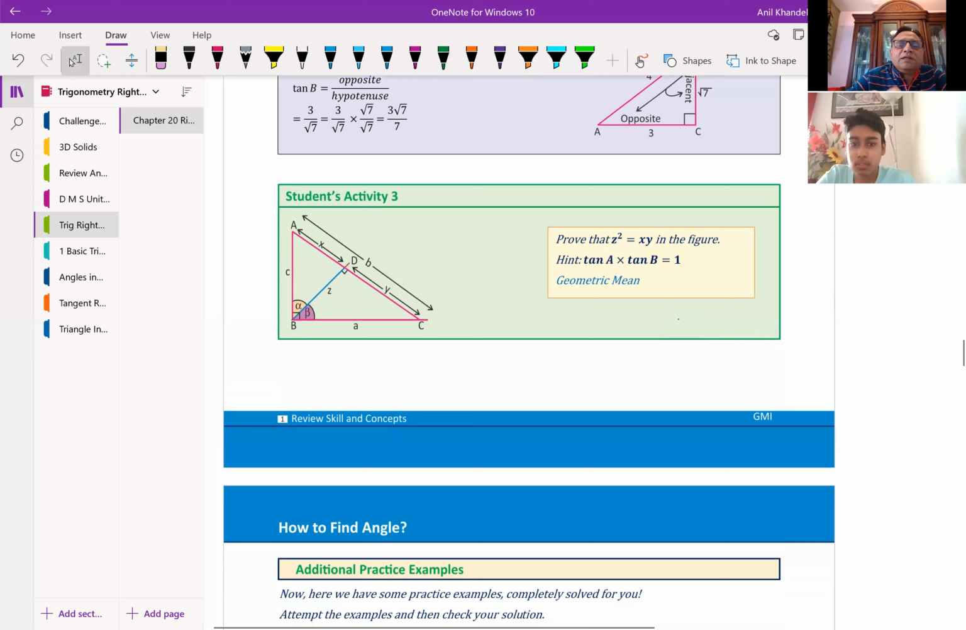We did prove this in a student activity last time. You remember geometric mean? Do it yourself once again. Write down, make a triangle like this. Z is the altitude, right? So Z is the altitude.